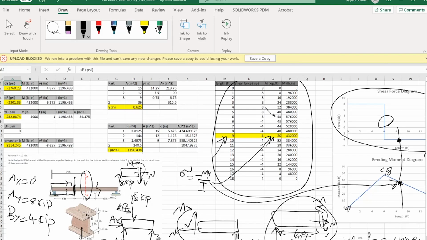To determine both of these parameters, I and Y, we need to determine the centroid of this cross-section. How do we determine the centroid of the cross-section? This is the method that was used in statics, and we're just going to stick with it. It's not a big deal. We're just using the same tabulated approach.